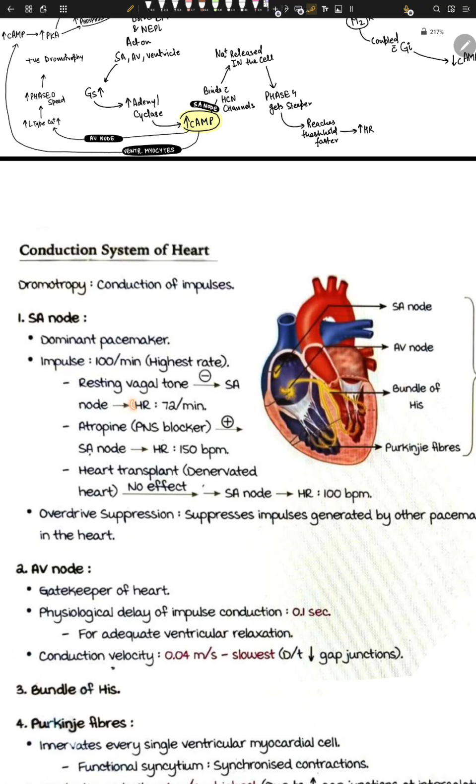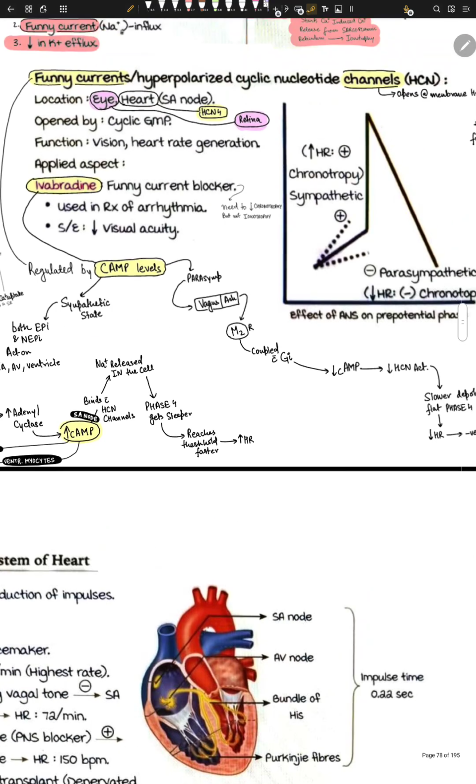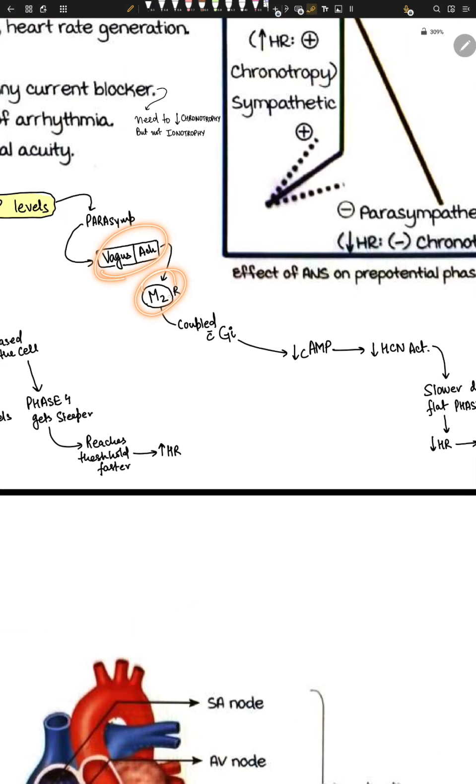Now, another question: our resting heart rate, meaning when we are rested and relaxing, is around 72 heartbeats per minute. So the SA node fires around 100 per minute, right? But we rarely see 100 BPM at rest, because the vagal tone releases acetylcholine, and acetylcholine acts on M2 receptors, M2 muscarinic receptors, that's the full name. So M2 receptors on the SA node, right?